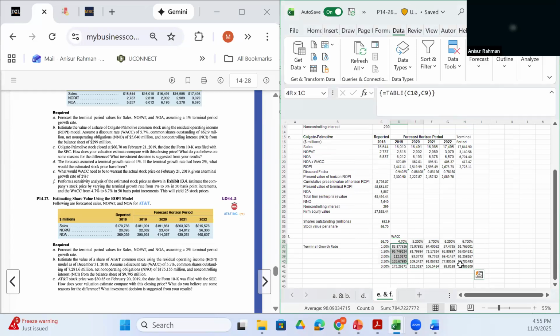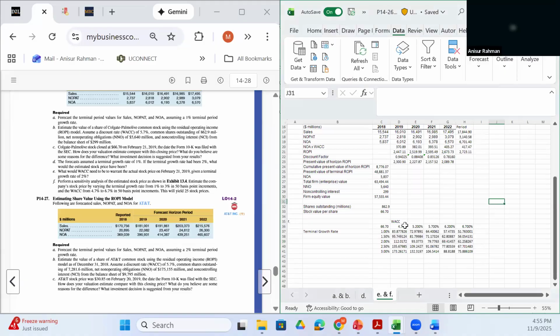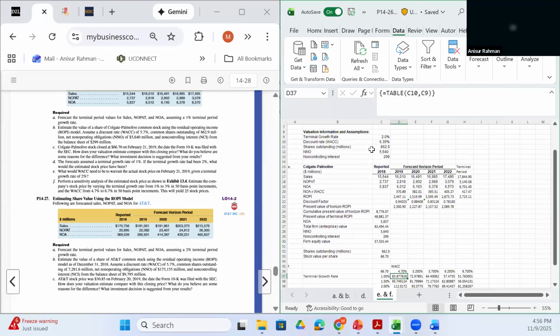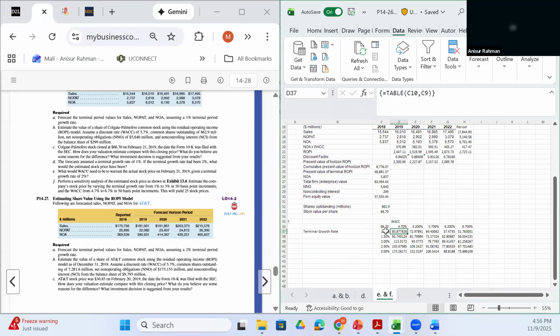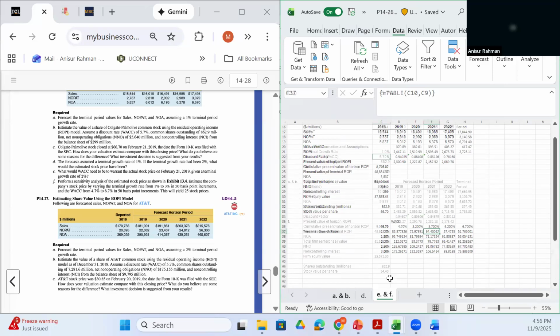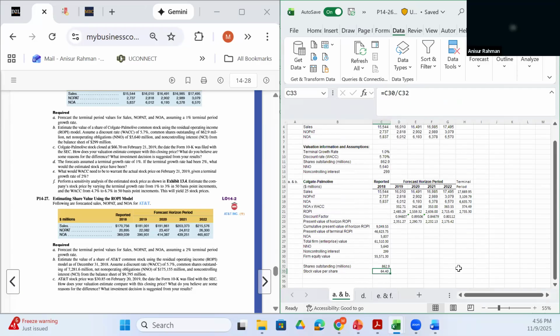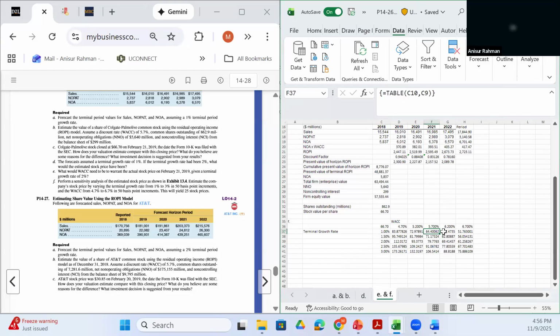These will be the stock price at different assumptions, meaning if WACC is 4.7 and terminal growth rate is 1%, then this will be our stock price. For example, in the original case, we had 1% and 5.7%, and we found 64.40, which matches the full analysis, right? So this is what is meant by sensitivity analysis.